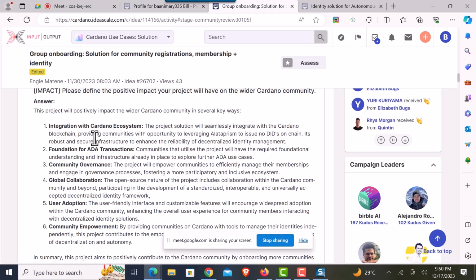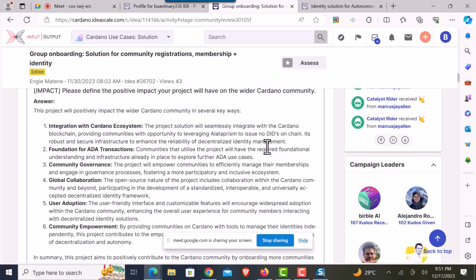Yes, so he said, one, integration with the Cardano ecosystem. The project solution will seamlessly integrate with the Cardano blockchain, providing communities with the opportunity to leverage Atala PRISM to issue DIDs on chain. It's a robust and secure infrastructure to enhance the reliability of decentralized identity management.